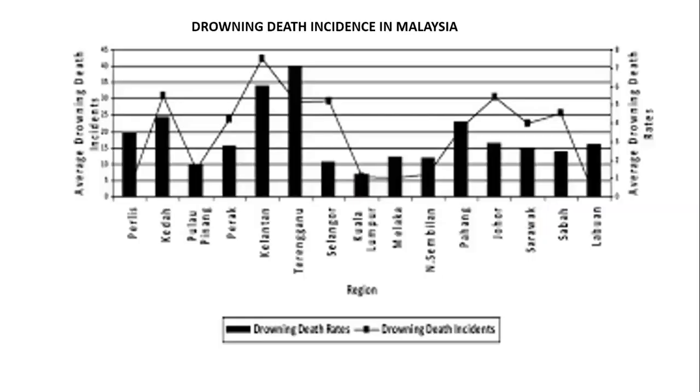So in Malaysia, there is a high incidence of drowning in Kelantan, Terengganu, followed by Pahang, and then followed by Labuan and Kedah. So why? One of the reasons is that there are a number of beaches in this area. The east coast has very long beaches. So more people come to this area, and then they get drowned, especially if they come not at the appropriate time.